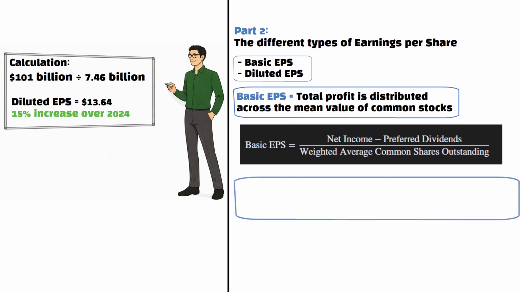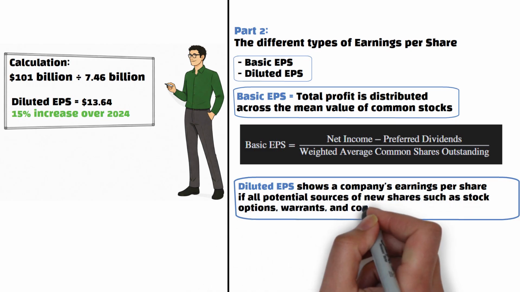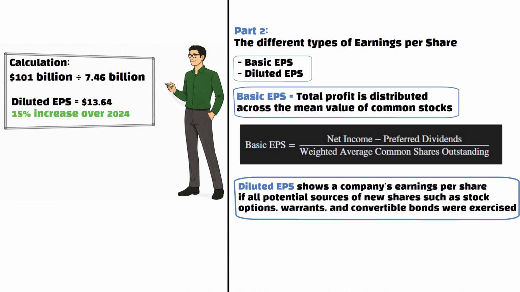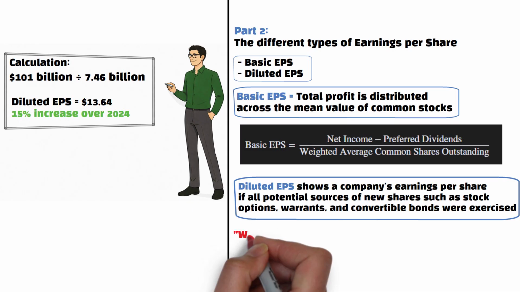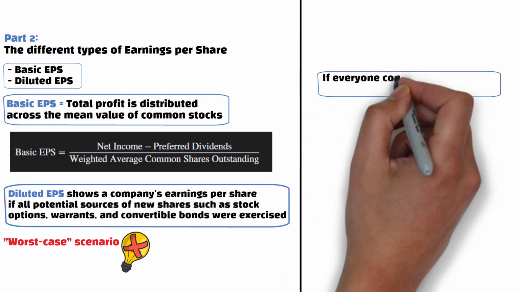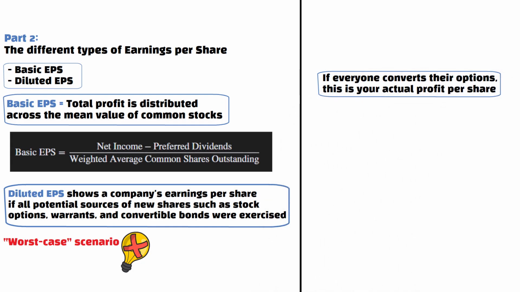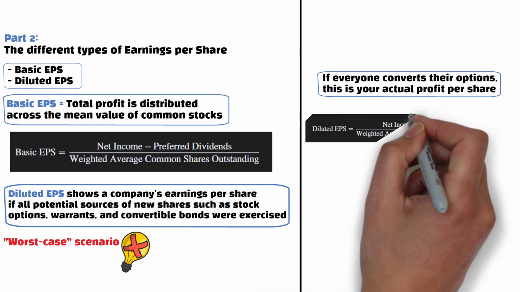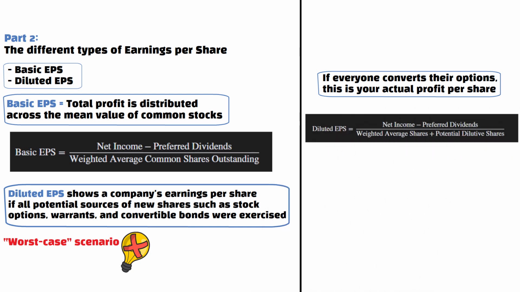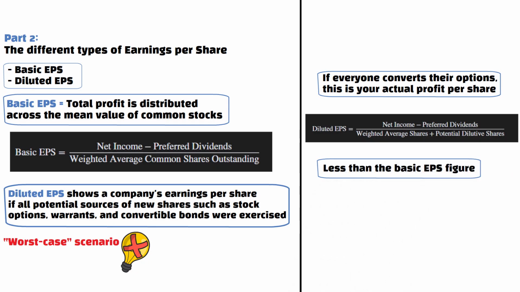On the other hand, diluted EPS shows a company's earnings per share if all potential sources of new shares, such as stock options, warrants, and convertible bonds, were exercised. Think of it as the worst case scenario. It prevents companies from looking more profitable than they are because it tells investors that if everyone converts their options, this is your actual profit per share. This version counts a higher number of shareholders, meaning the result will be less than the basic EPS figure. Next, we'll look at the trailing, current, and forward earnings per share variations.